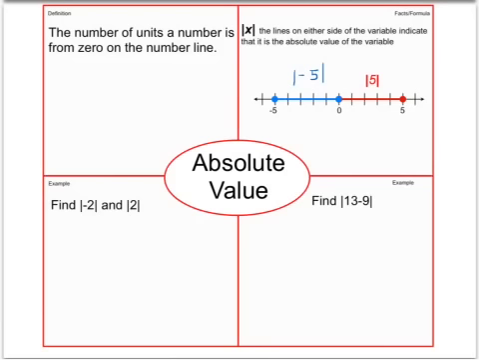Looking at our bottom two examples, finding the absolute value of -2 and 2, that's simply going to be 2. Looking at our other example here, find the absolute value of the difference of 13 and 9. First we're going to find the difference of those numbers, and that'll be 4. So really we're just looking for the absolute value of 4, which is 4.